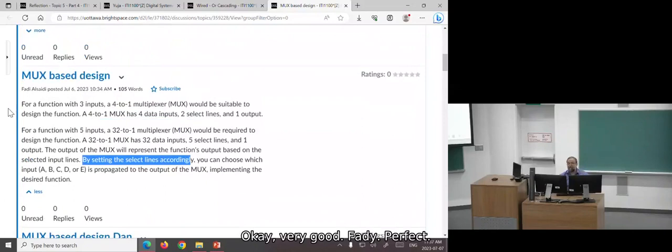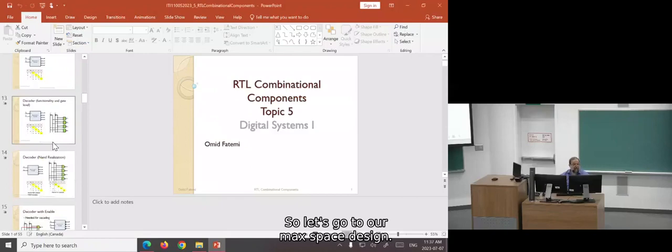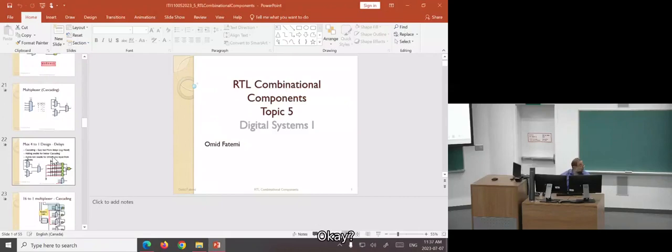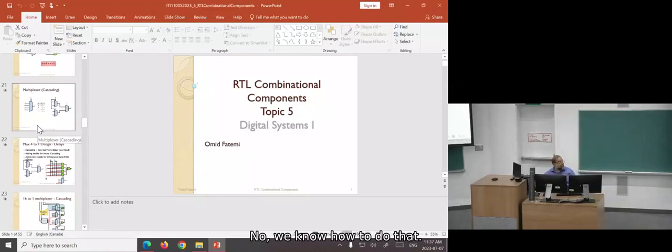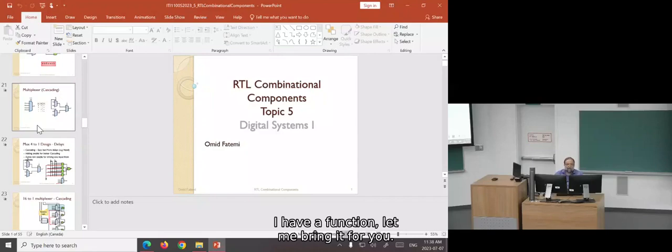So let's go to our mux-based design. Are there any questions? Okay, perfect. Now we know how to do that. That's good. No, function inputs. The question you are asking, yeah? Here, when I am saying inputs, it means the function inputs. For example, I have a function. Let me bring it for you.